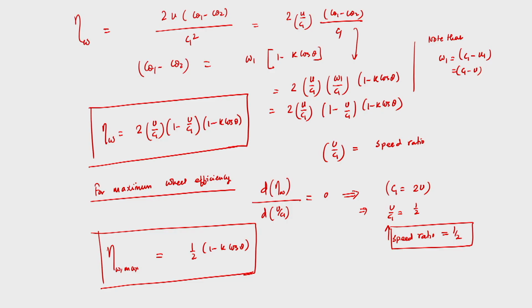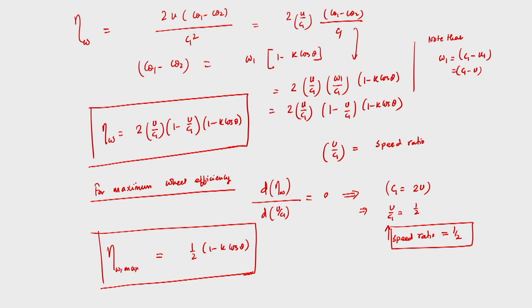This is very important. We need to know that with speed ratio equal to half we obtain higher wheel efficiency, but we have also seen that the energy transferred from the fluid to the bucket is not completely transferred to the output shaft. From the last slide, if the speed ratio u by C1 is equal to half, then we have higher wheel efficiency, that is half into (1 minus k cos theta). But the energy transferred from the fluid to the bucket is not totally transferred to the output shaft of the machine.